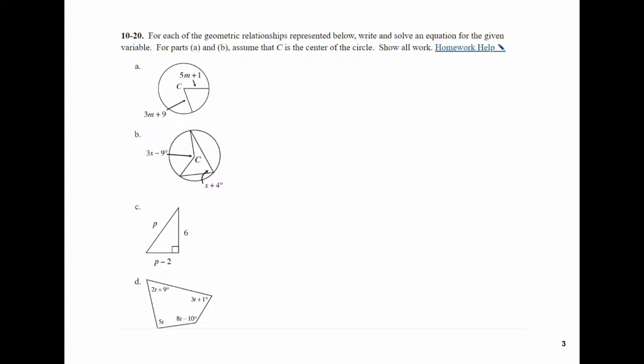10-20 says, for each of the geometric relationships represented below, write and solve an equation for the given variable. For parts A and B, assume that C is the center of the circle. Show all your work. So if I know C is my center, I know that each of these pieces represent my radius, so they are in fact equal to one another. I'm going to use inverse operations to solve. So M is equal to 4 for letter A.